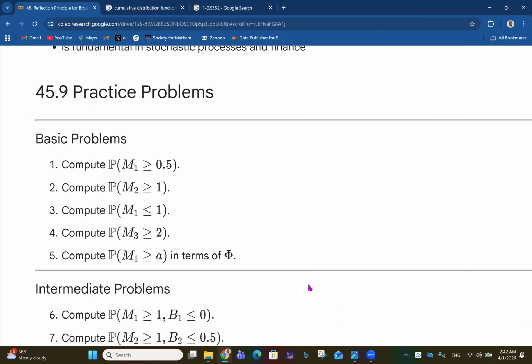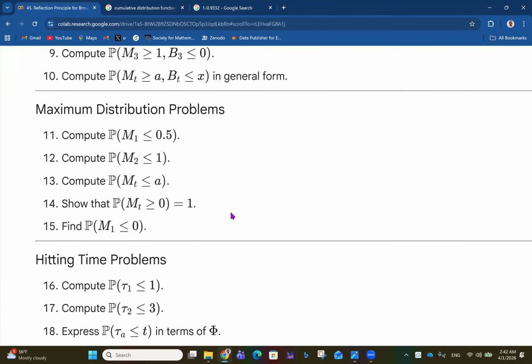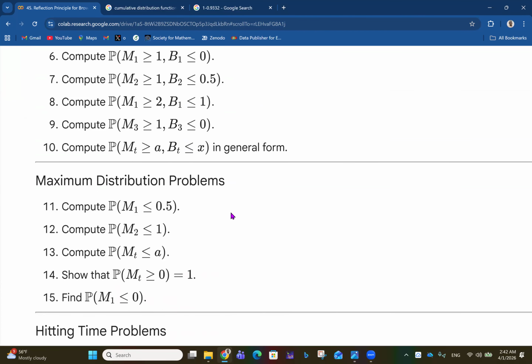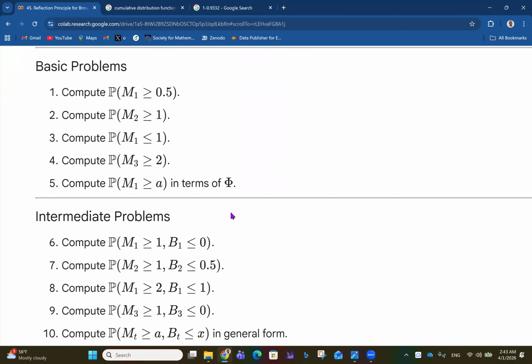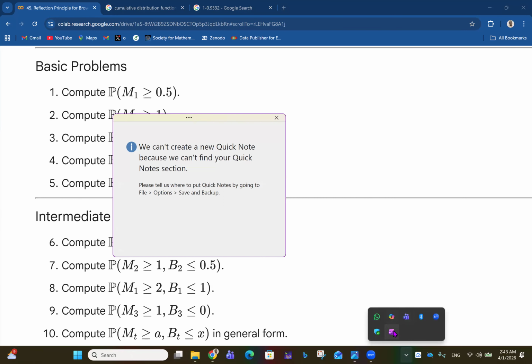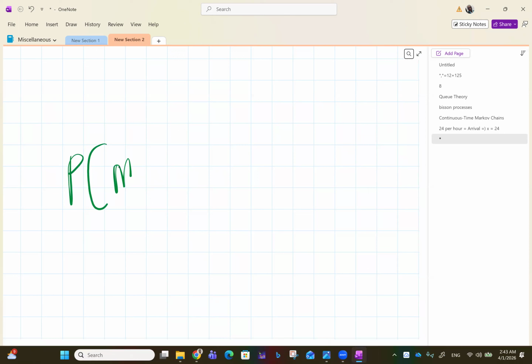For the basic ones, you can just calculate the probability that M1 is greater than or equal to 0.5. Let me see. Okay, I feel like taking one of each. So we want to compute the probability that M1 is greater than or equal to 0.5.